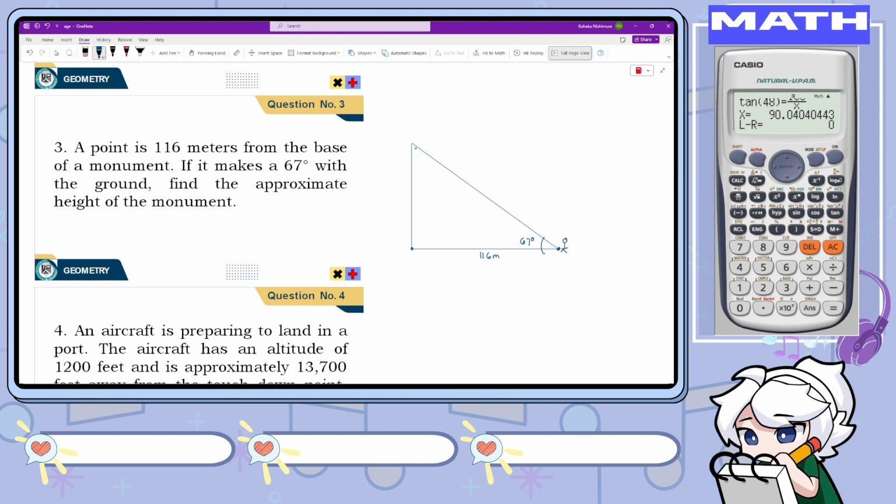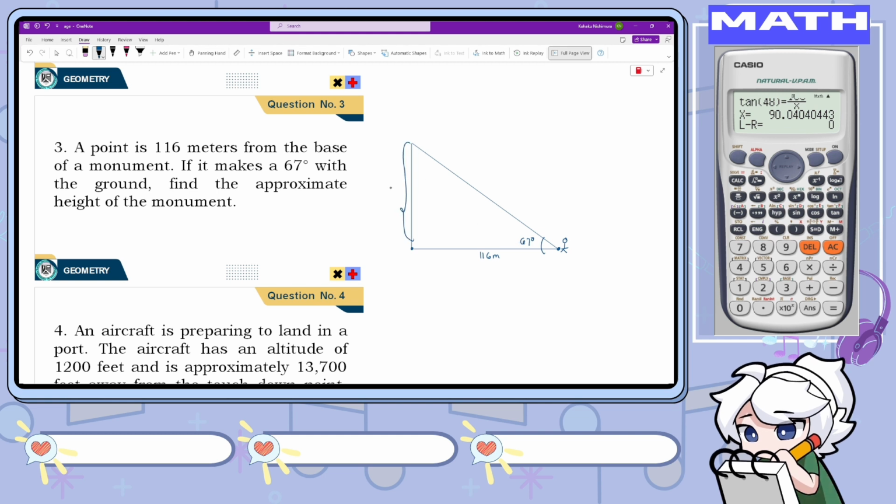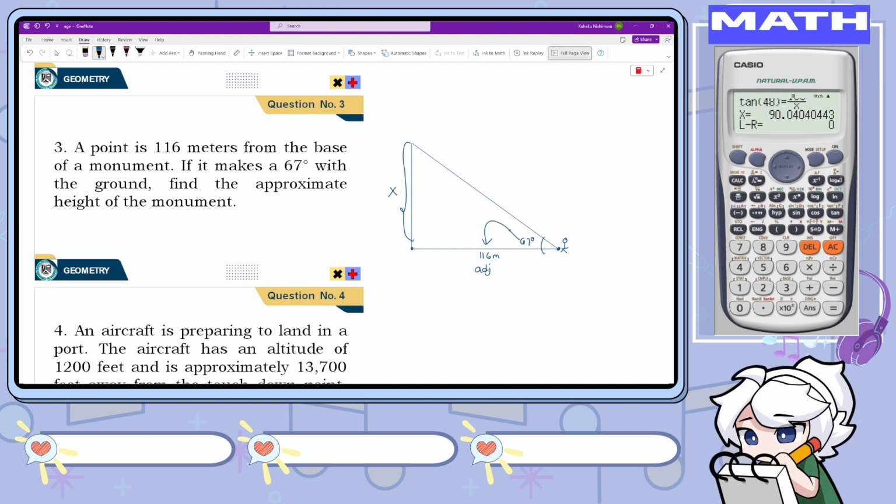So you are being asked, what is this height here? Let's set that as x. With respect to 67, this is adjacent. With respect to this one, this is the opposite. Thus we are solving for tangent. Tangent 67, or TOA, is equal to x over 116, or simply x is equal to 116 times tangent 67.